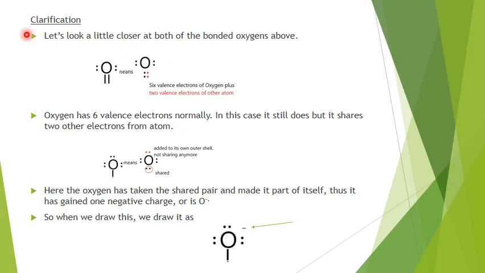Okay, so let's just make sure we clear up something here. Let's look a little closer at both the structures that we just put up. So when I draw this, I have 6 valence electrons of oxygen. So this is the dot structure, 2, 4, 6, 8, and there's 2 that some other atom has loaned to it to share. Okay. Right. Now in this case, what oxygen has done is taken that shared pair over here and actually made it its own. All right.